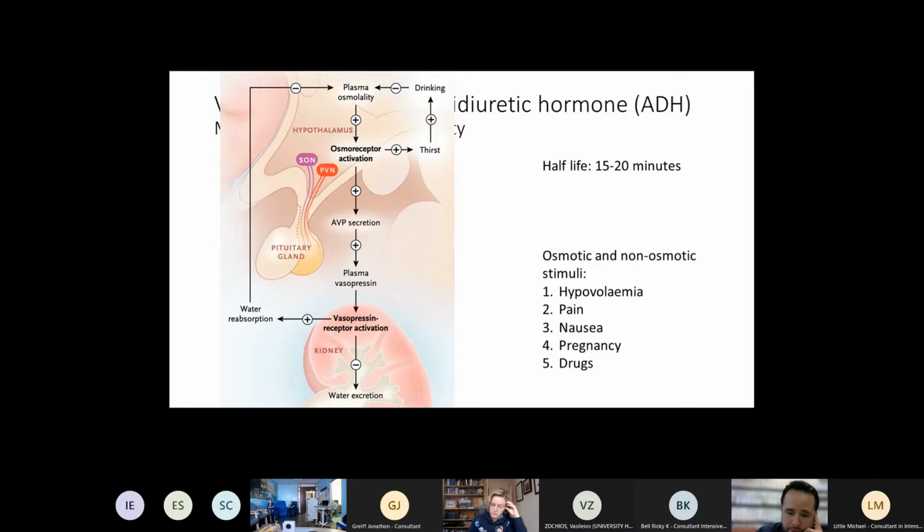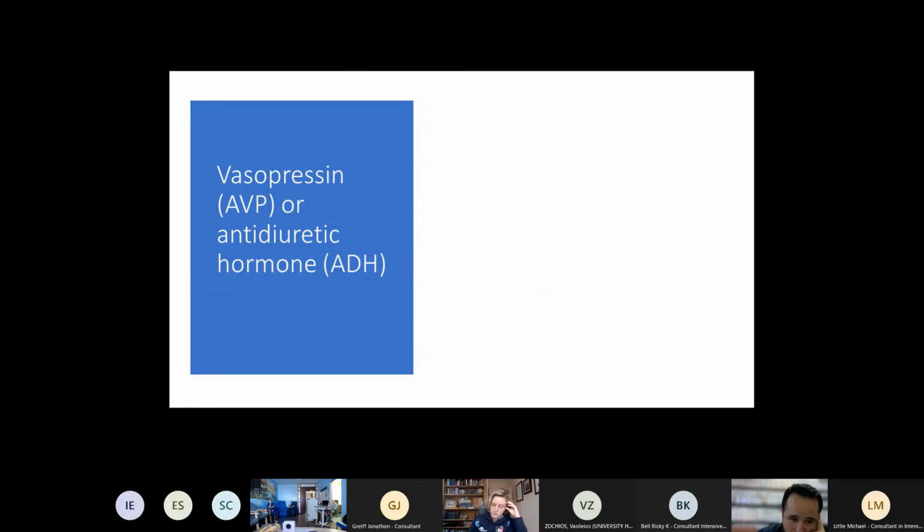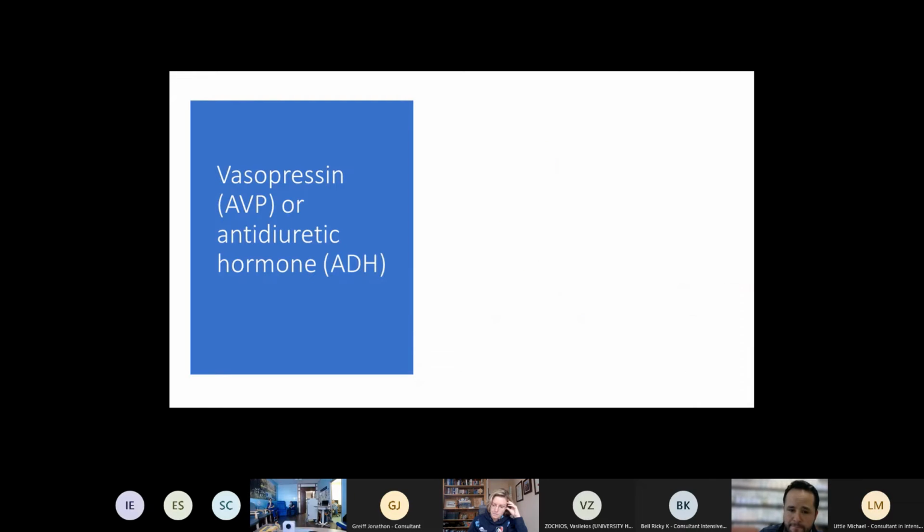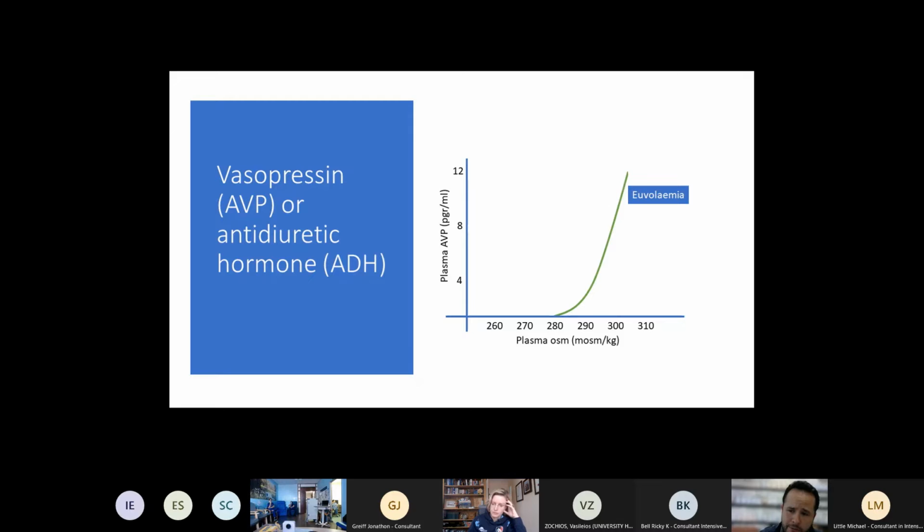There are other causes to secrete ADH, such as pain, nausea, pregnancy, some medications. And the most important stimulus we always need to remember is hypovolemia. If the patient is dry, that's going to be the strongest. This is going to be the one that is going to win over the osmotic stimulus. The osmotic stimulus is important, but not as much as having poor perfusion.